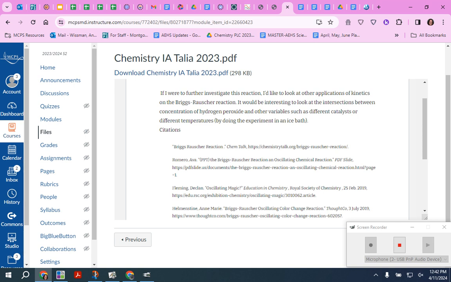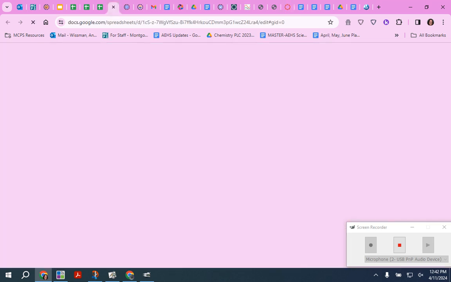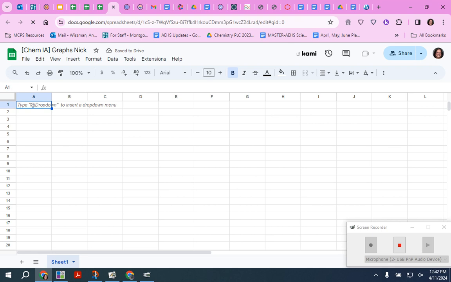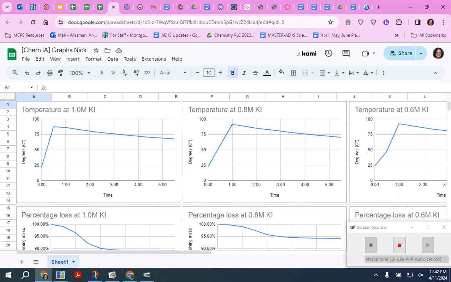Right. What did I want to do? Oh, right. I wanted to show you what some data might look like. Here's some work in progress from Nick, who's looking at the decomposition of peroxide.